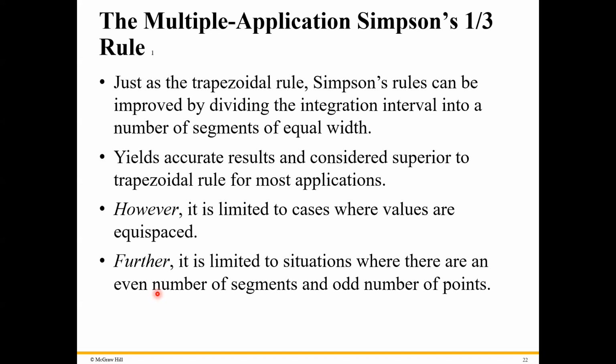So for example, for 2 segments we will need 3 points. For 4 segments we will need 5 points. So this is the limitation. If we have 3 segments and 4 points, then we cannot apply the Simpson's rule. So this is one of the limitations of the Simpson's rule.